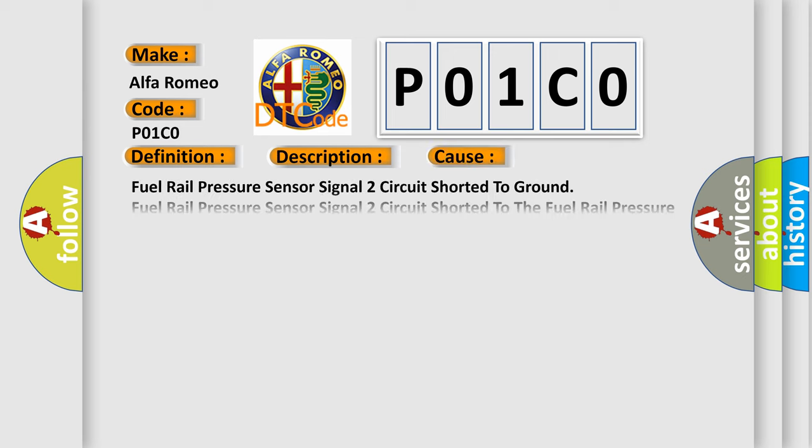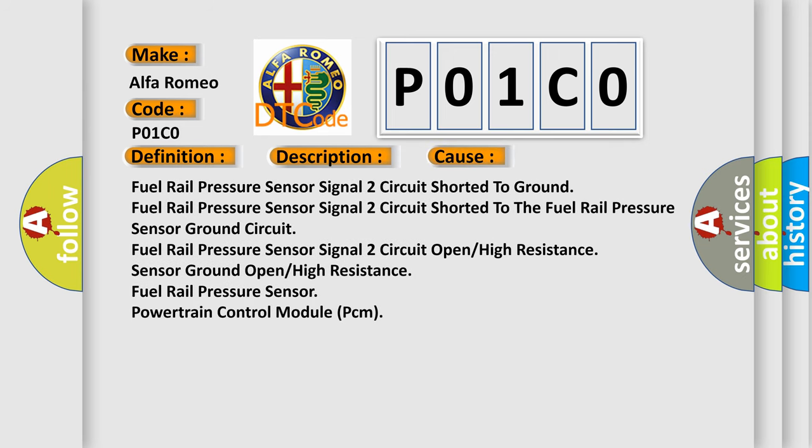This diagnostic error occurs most often in these cases: fuel rail pressure sensor signal 2 circuit shorted to ground, fuel rail pressure sensor signal 2 circuit shorted to the fuel rail pressure sensor ground circuit, fuel rail pressure sensor signal 2 circuit open, high resistance, sensor ground open, high resistance, fuel rail pressure sensor, powertrain control module PCM.